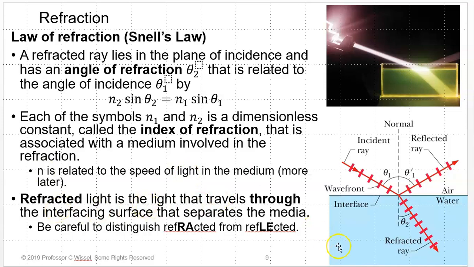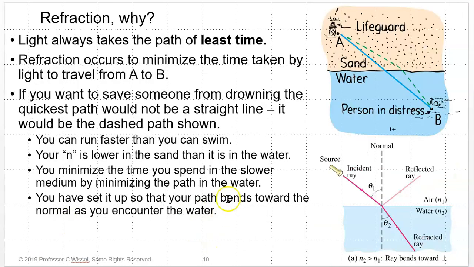The refracted light is the light that travels through the interfacing surface that separates the media. And be very careful. The words reflected and refracted are only different from each other by 2 letters. So when you read test questions, especially here, read carefully. Make sure you don't make the mistake, and I've seen people do this, of reversing these two. Absolutely read very carefully, because I didn't invent this. If it were up to me, I'd come up with completely different names, because that's really annoying.